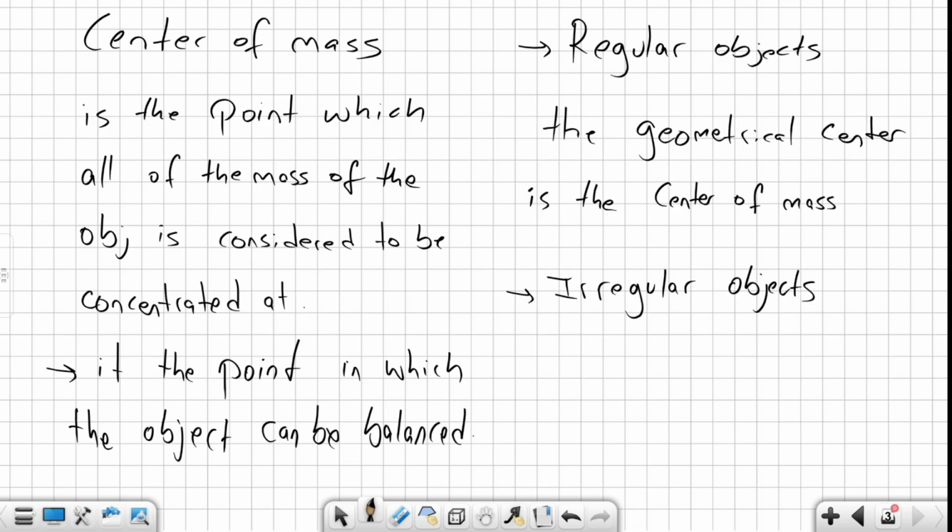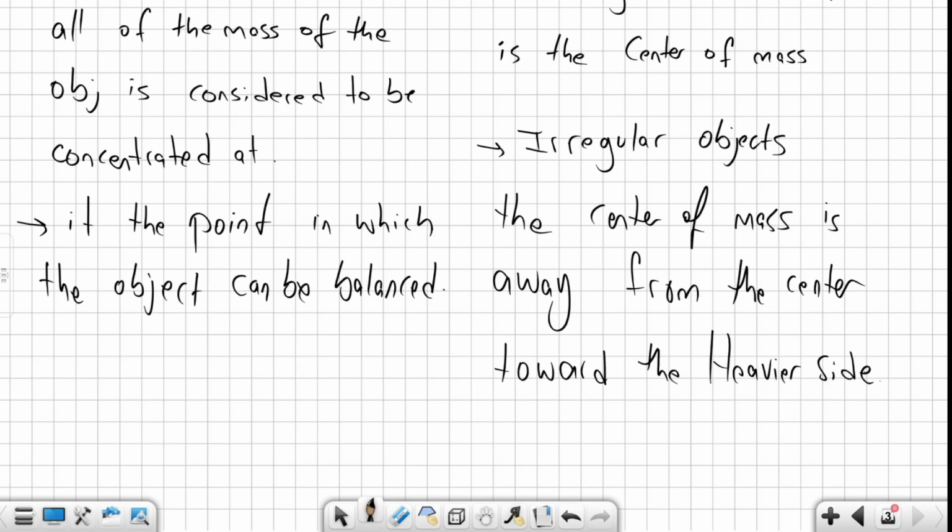What about irregular objects? The center of mass is away from the geometrical center, toward the heavier side, all the time. You have the bat, where it is near the center but toward the heavier side. Another example is the bowling ball. Again, it is near the geometrical center, but away from the holes.